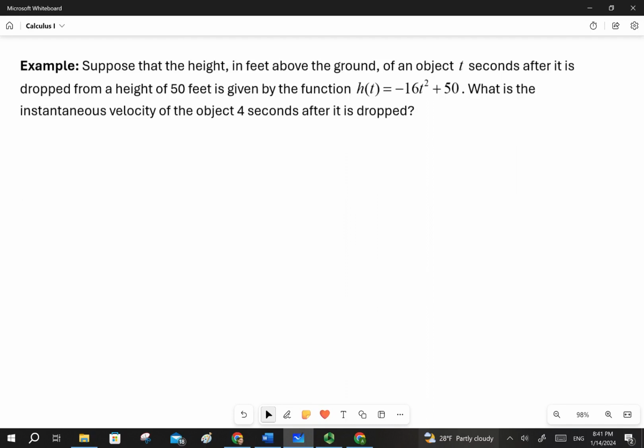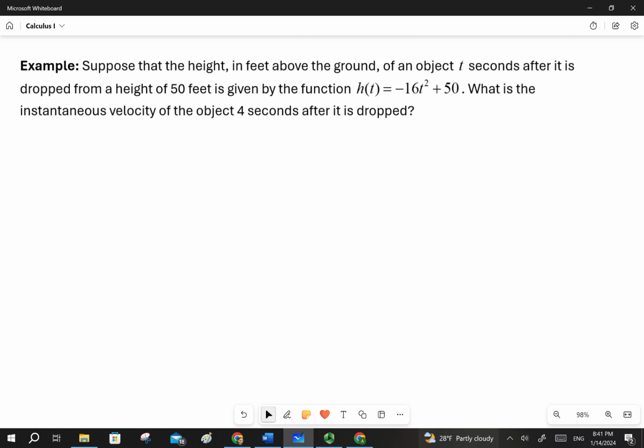Suppose that the height in feet above the ground of an object t seconds after it is dropped from a height of 50 feet is given by the function h of t equals negative 16t squared plus 50. What is the instantaneous velocity of the object 4 seconds after it is dropped?